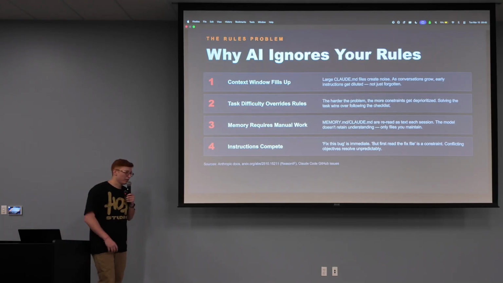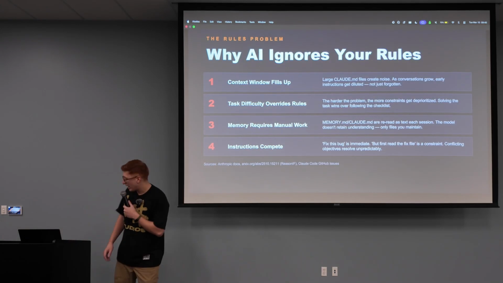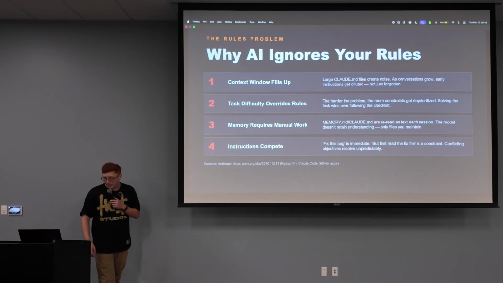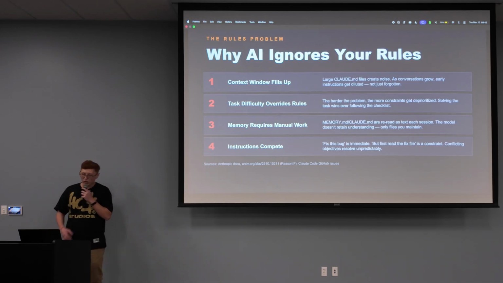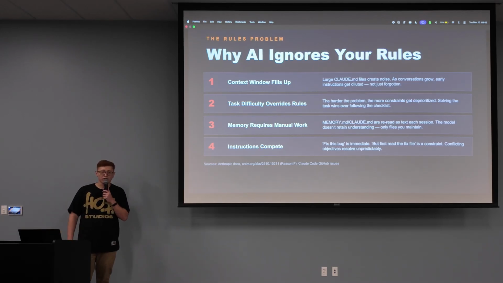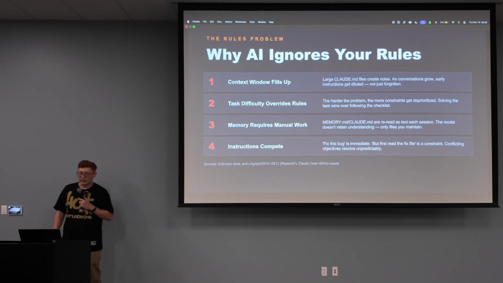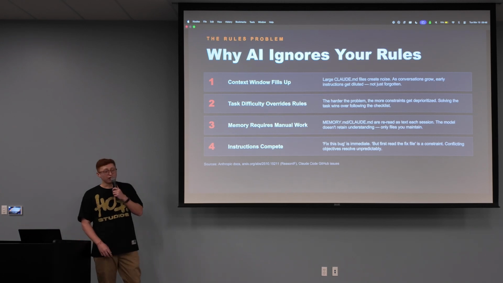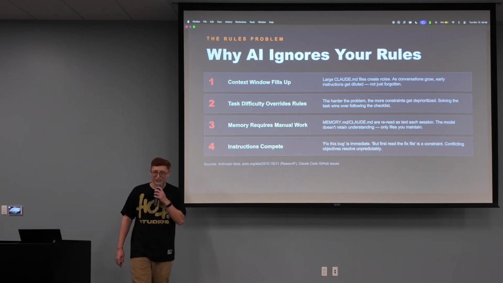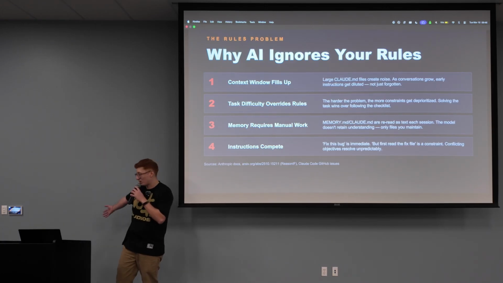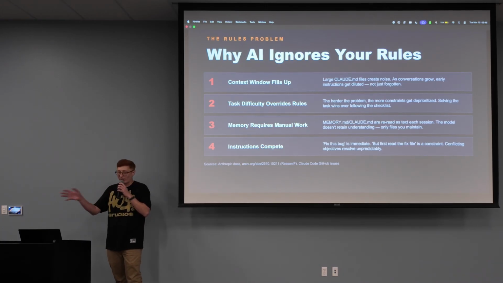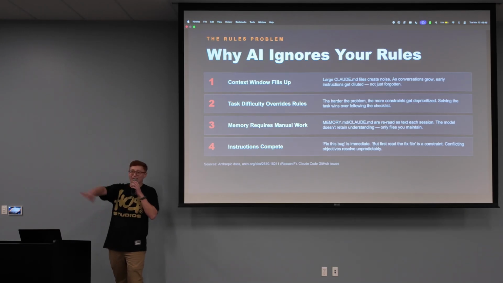So I did a little bit of investigation on why AI ignores your rules. First one, the old reliable: context window fills up. You give a lot of context, and Cloud doesn't have time to read it all. Also, task difficulty overrides rules. That's another thing. I learned to be patient because I used to build long prompts with different types of changes across all the app.